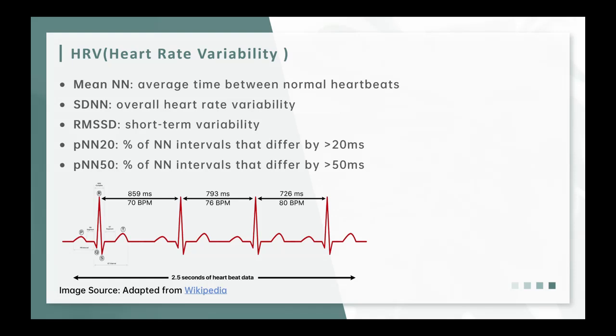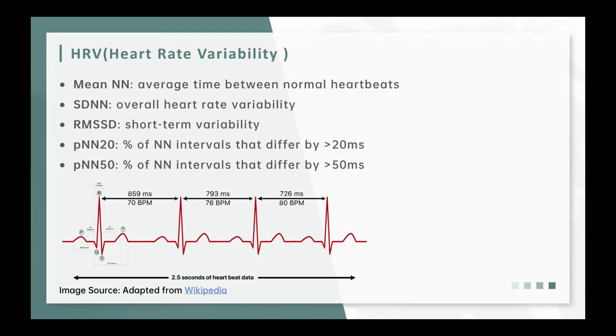Here, we have 3 common features used to describe HRV. So first, let's clarify a key concept. As we saw in the previous slide, the time between 2 R peaks is called an RR interval. In this picture, we can see 3 RR intervals. And an NN interval means the time between 2 normal heartbeats. It means abnormal beats are excluded.